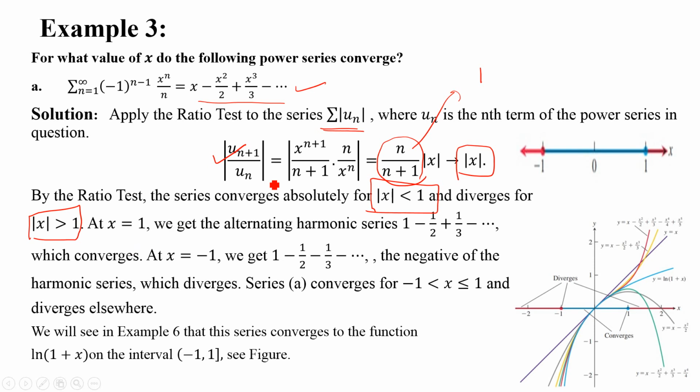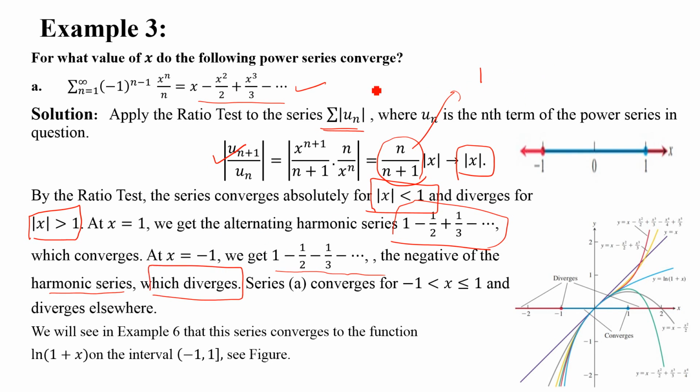Now what about x equal to 1 and x equal to minus 1? So for this we have to check individually. For x equal to 1, this series becomes an alternating harmonic series, and we have already seen that this series is convergent. And at x equal to minus 1, we have this series which is the negative of the harmonic series. And since the harmonic series is divergent, this negative of the harmonic series is also divergent.